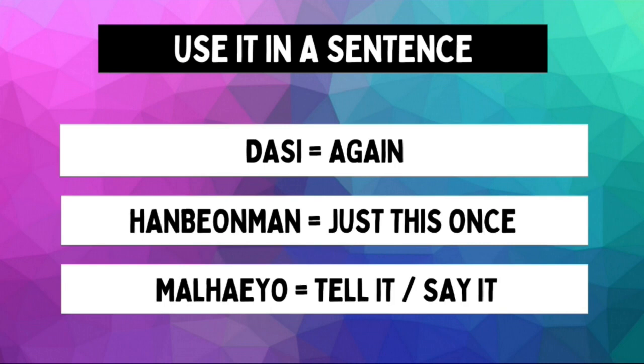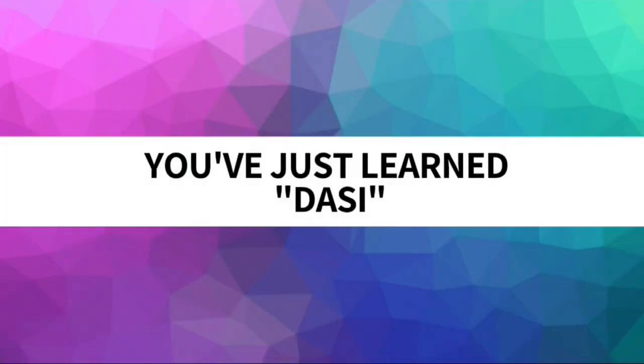So when we combine this and when we say 다시 한 번만 말해요, it's the same as saying please say this once again. So you are asking someone to say something that has been mentioned before again. So again, 다시 한 번만 말해요 is used to say, please say it once again. Or simply, say it once again. And with that, you've just learned 다시.